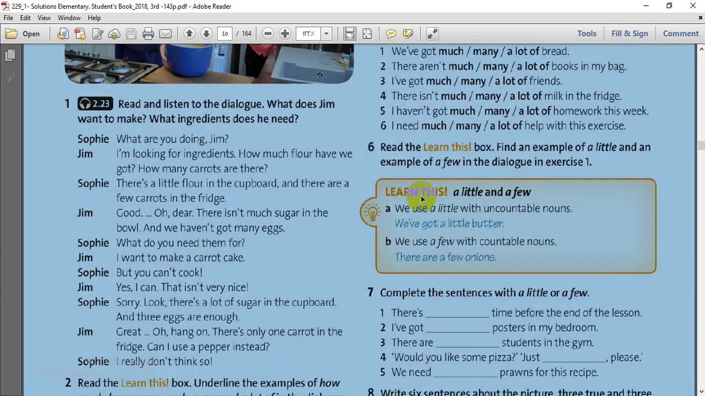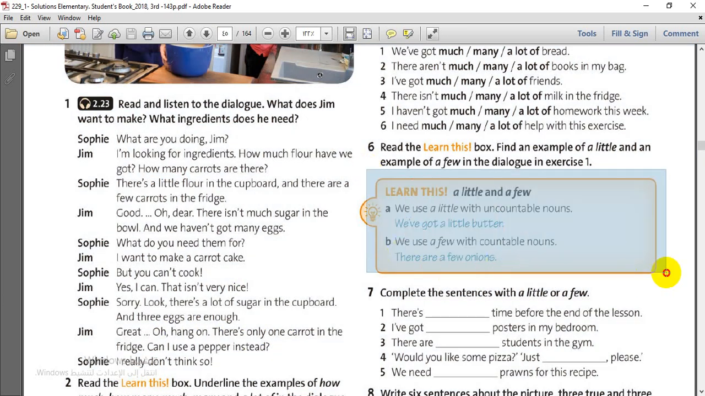Now let's go to the corner here to learn this box. A little and a few. Letter A, we use a little with uncountable nouns. We've got a little butter. Look here, butter is uncountable.